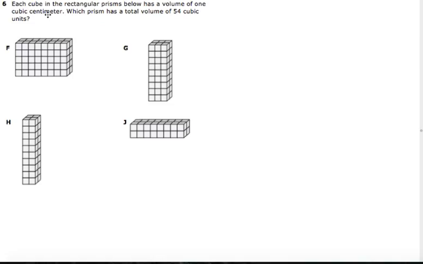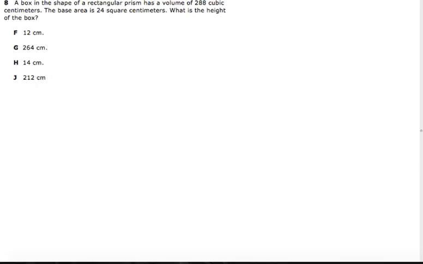Number 6. Each cube in the rectangular prisms below has a volume of 1 cubic centimeter. Which prism has a total volume of 54 cubic units? Number 7. The stem and leaf plot shows the scores of 9 divers at a diving competition. What is the difference between the highest score and the lowest score?